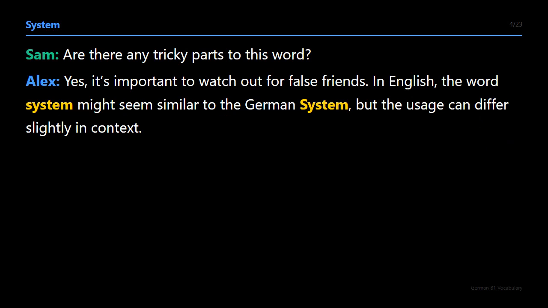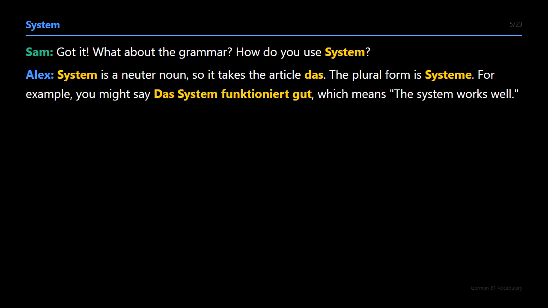Got it. What about the grammar? How do you use System? System is a neuter noun, so it takes the article das. The plural form is Systeme. For example, you might say, Das System funktioniert gut, which means the system works well.